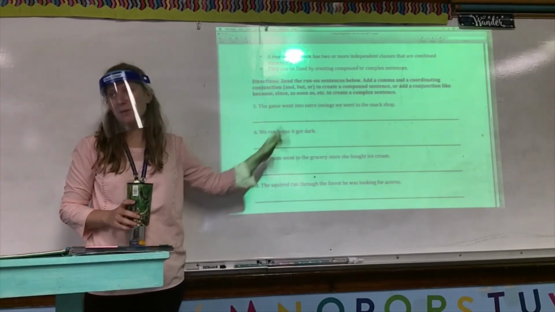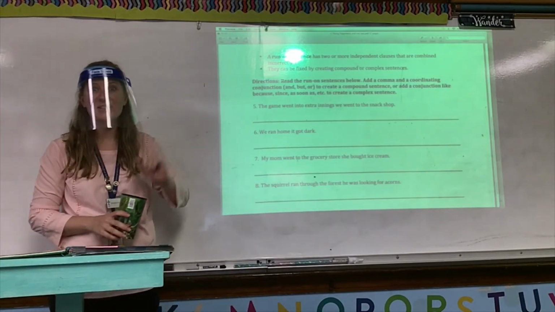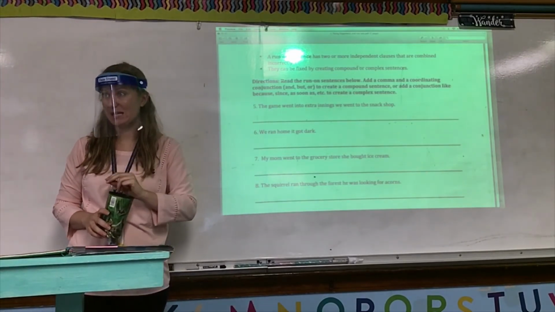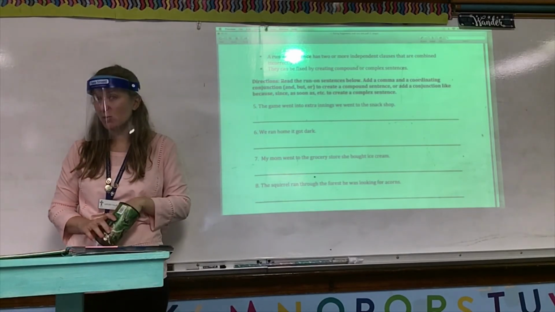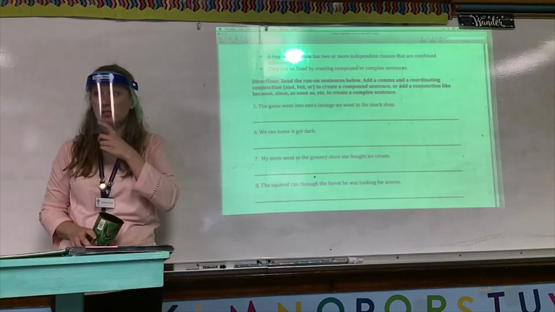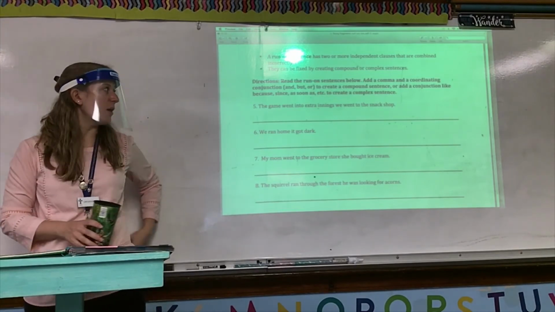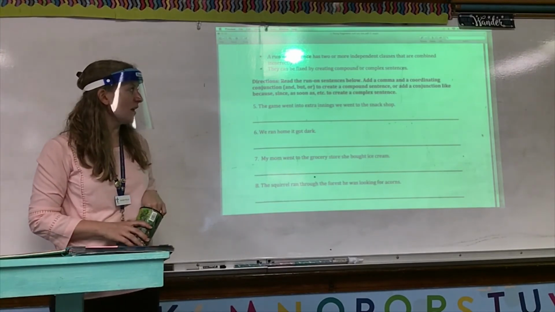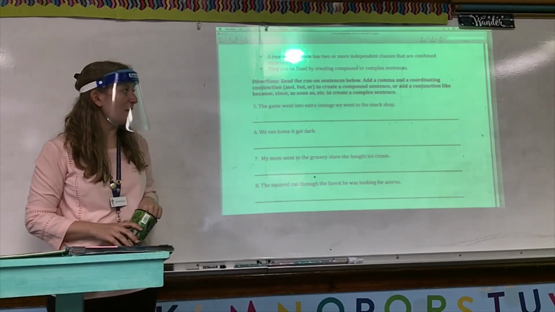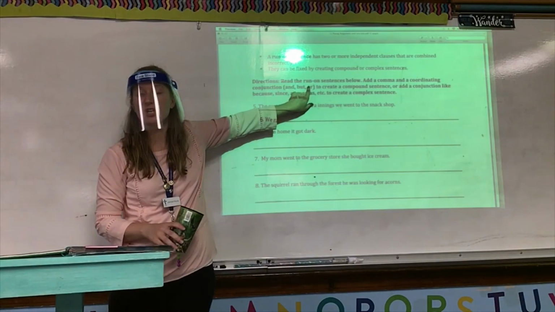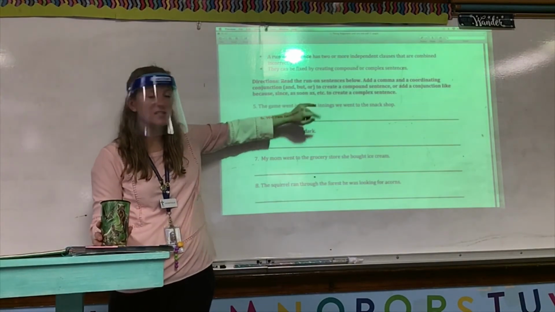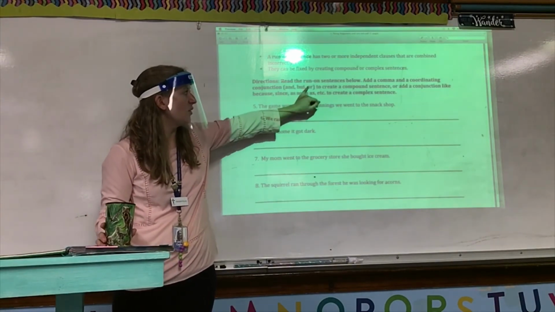So today, when we fix run-on sentences, you're not turning them into 2 separate sentences. You're only making them compound or complex, so you cannot choose to turn it into 2 sentences. The directions say read the run-on sentences below. Add a comma and a coordinating conjunction, and, but, or. Those are coordinating conjunctions. If I say coordinating conjunctions, I mean and, but, or.